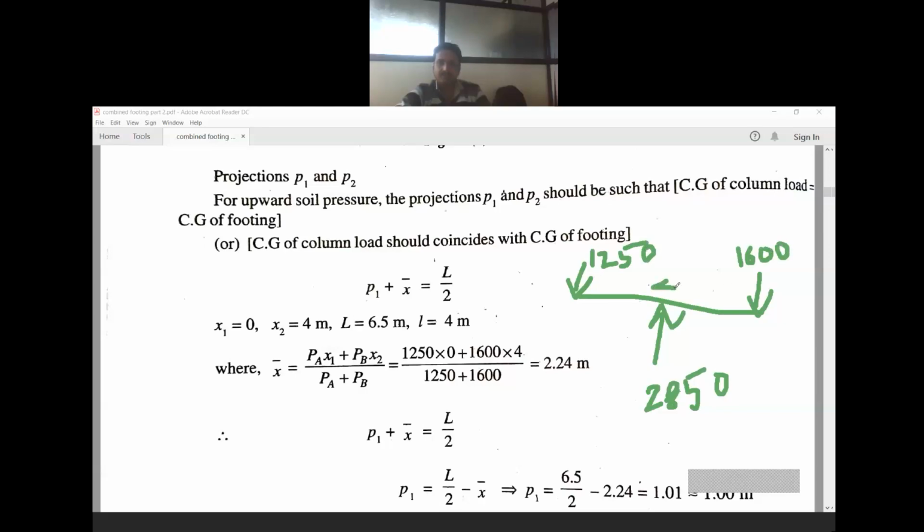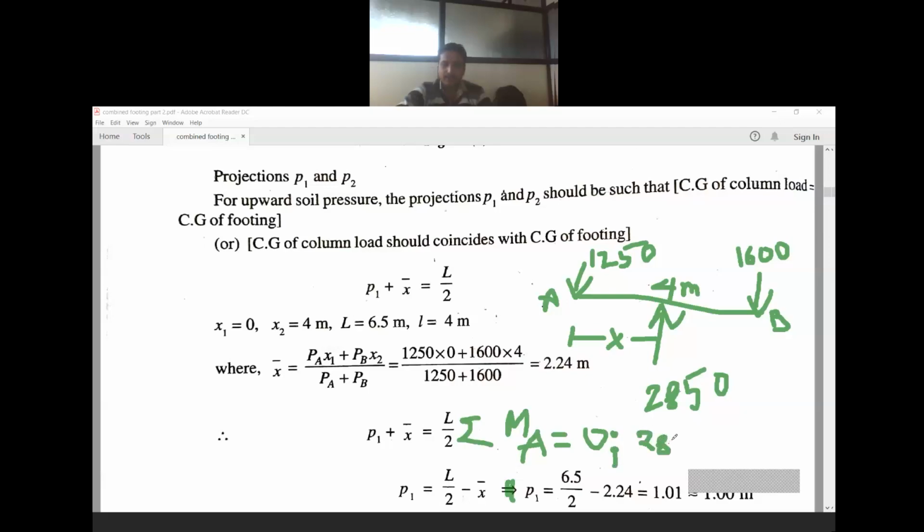So distance between the columns is 4 meter. It is given in the question. Distance of the resultant from column A is x distance. From this, what we shall do is calculate MA. I'm standing at A, we shall calculate the moment. So 2850 is acting at a distance of x.